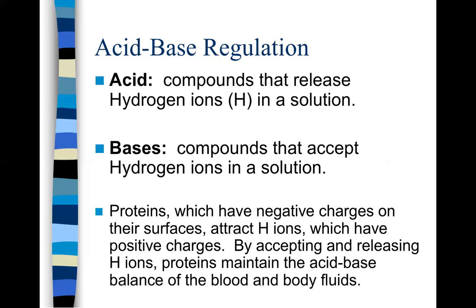Acid-base regulation. So proteins have negative charges on them, and because of this negative charge, they're able to attract hydrogen ions. Hydrogen ions have positive charges. And so by attracting hydrogen ions and then sometimes releasing hydrogen ions, they can contribute to acid-base balance in our body. It's very important that our blood is maintained at a specific pH. I believe it's usually between 7.35 and 7.45, and proteins can help maintain that pH by kind of juggling hydrogen ions.